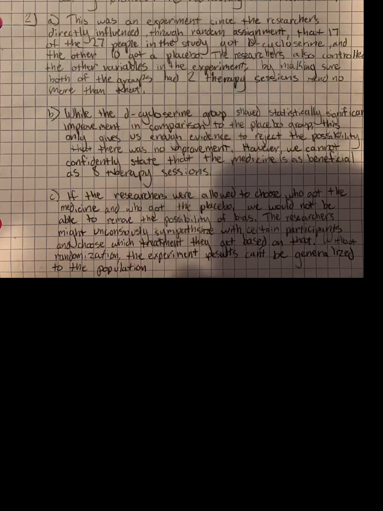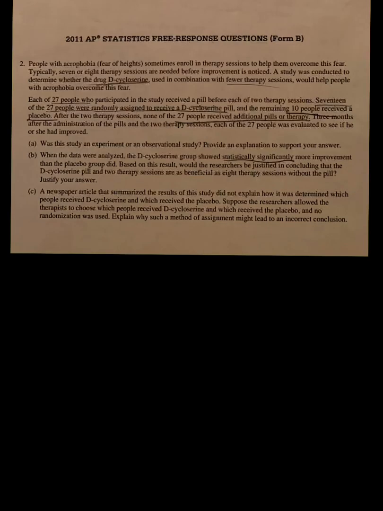And them making sure that both groups only got 2 therapy sessions, no more nor less than that, is an instance in which they're controlling the confounding variables. Confounding variables are any variable that could affect the response variable that isn't the one that the researchers are directly changing. Okay, on to question B.